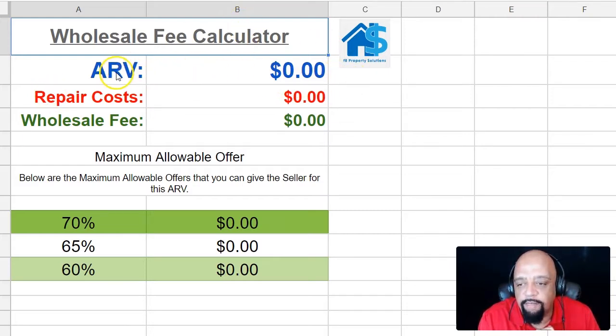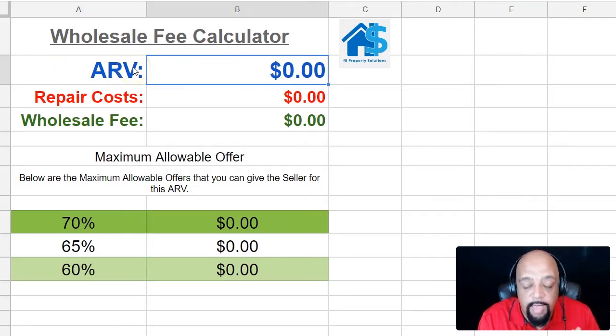As you can see, we have the ARV, the repair cost, and the wholesale fee. And this is your wholesale fee that you're going to enter. So let's look at a deal with an ARV of, let's say, $100,000. So we're going to go in, and the ARV is the after repair value. And that's going to be after you run comps and everything on that house in that area to see what it can sell for. So we're going to do an easy number.